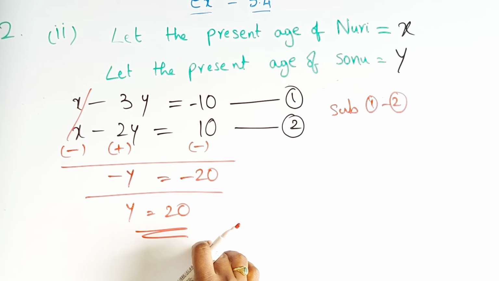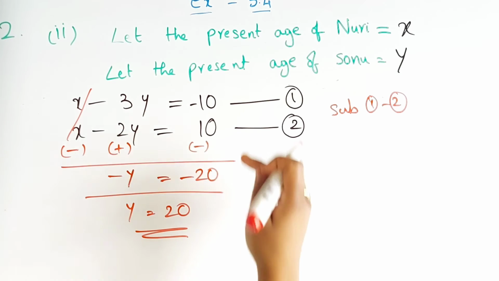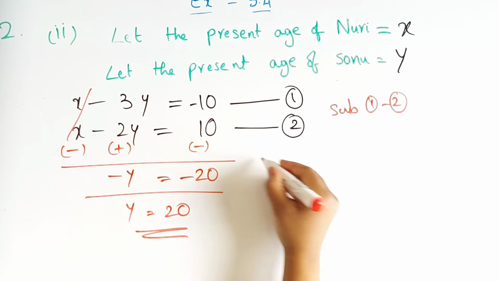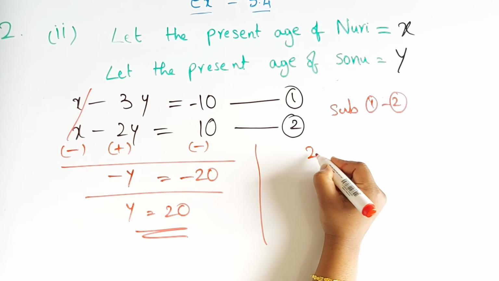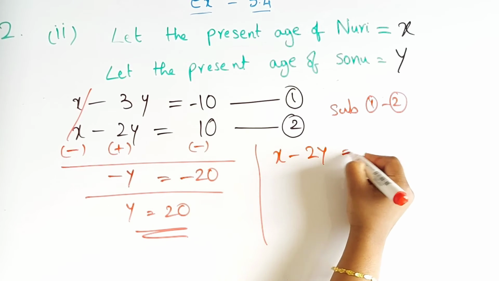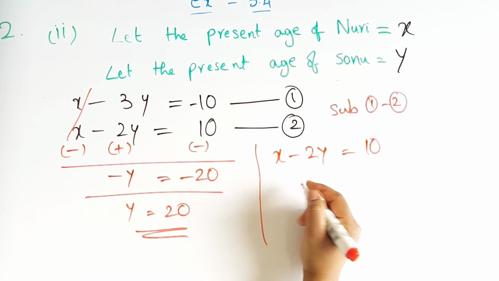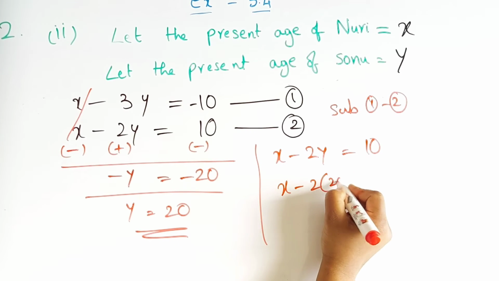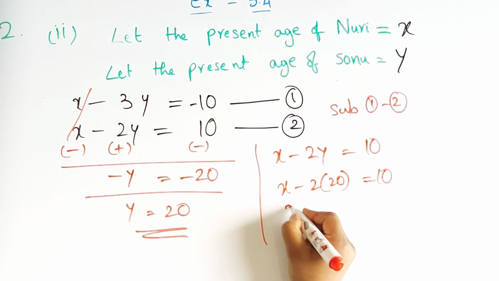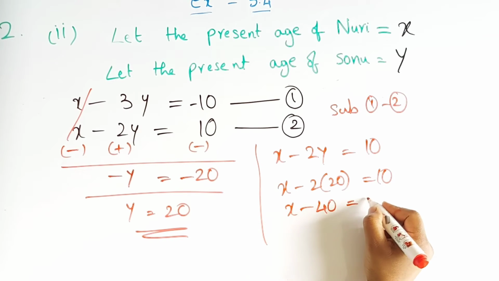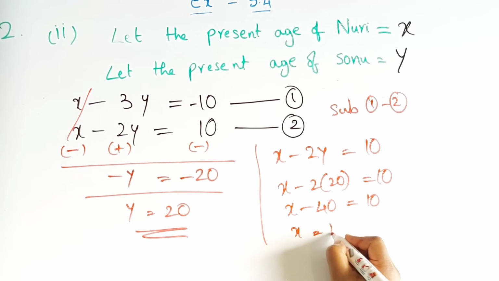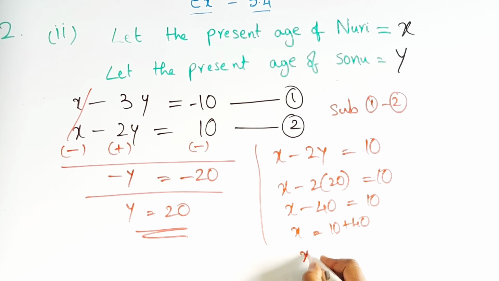We know the y value. What we have to do? We have to substitute in any one of these equations. So I am taking the second equation: x minus 2y equals 10. Right? The y value is 20. Substitute here. x minus 2 into 20 equals 10. x minus 40 equals 10. So x equals 10 plus 40, children. x equals 50. Right?